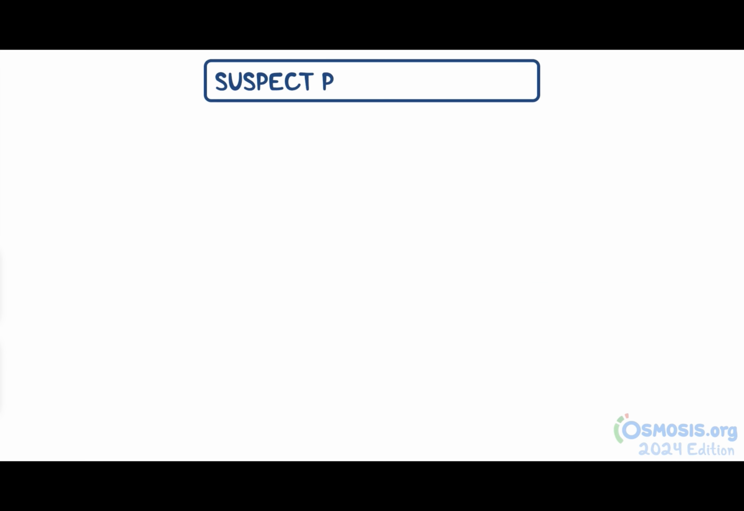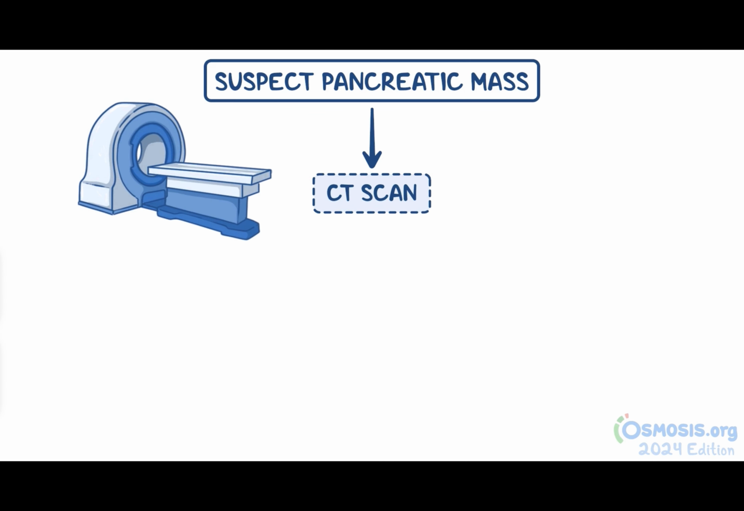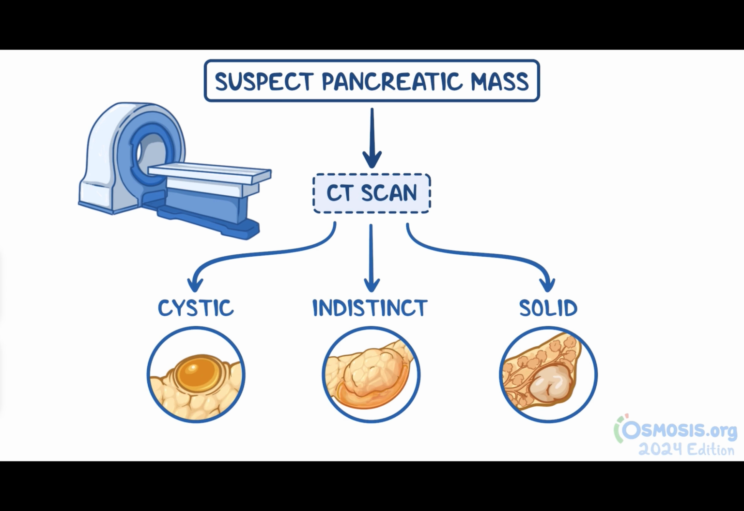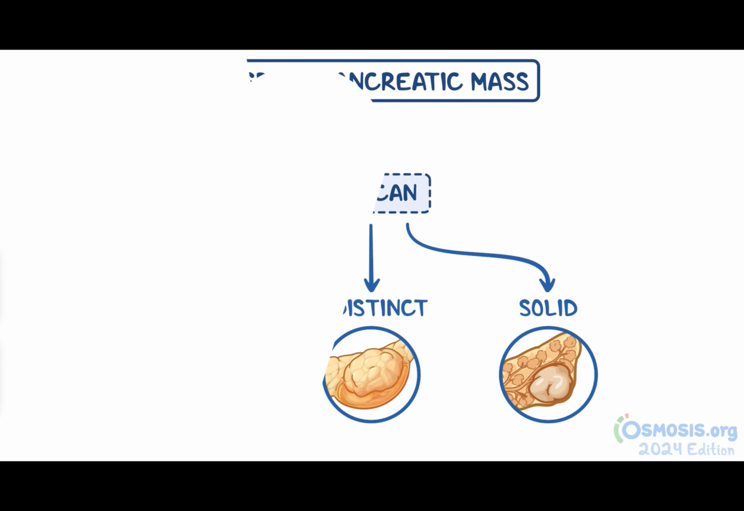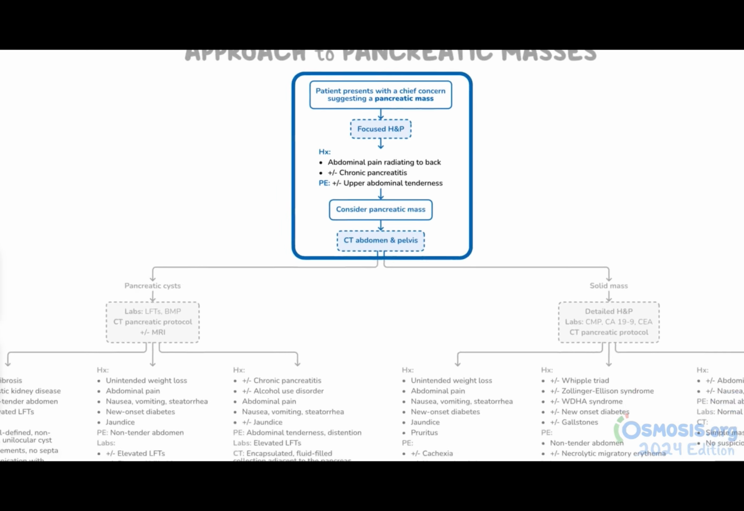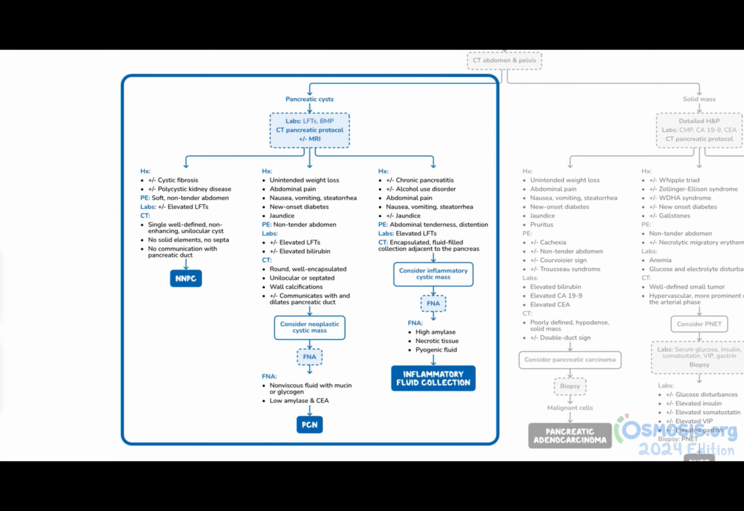If you suspect a pancreatic mass, your next step is to order a CT scan of the abdomen and pelvis. A CT scan can help you determine if the mass is cystic, solid, or indistinct. Understanding these key features will help you narrow down your differential further. Let's start our discussion with pancreatic cysts.